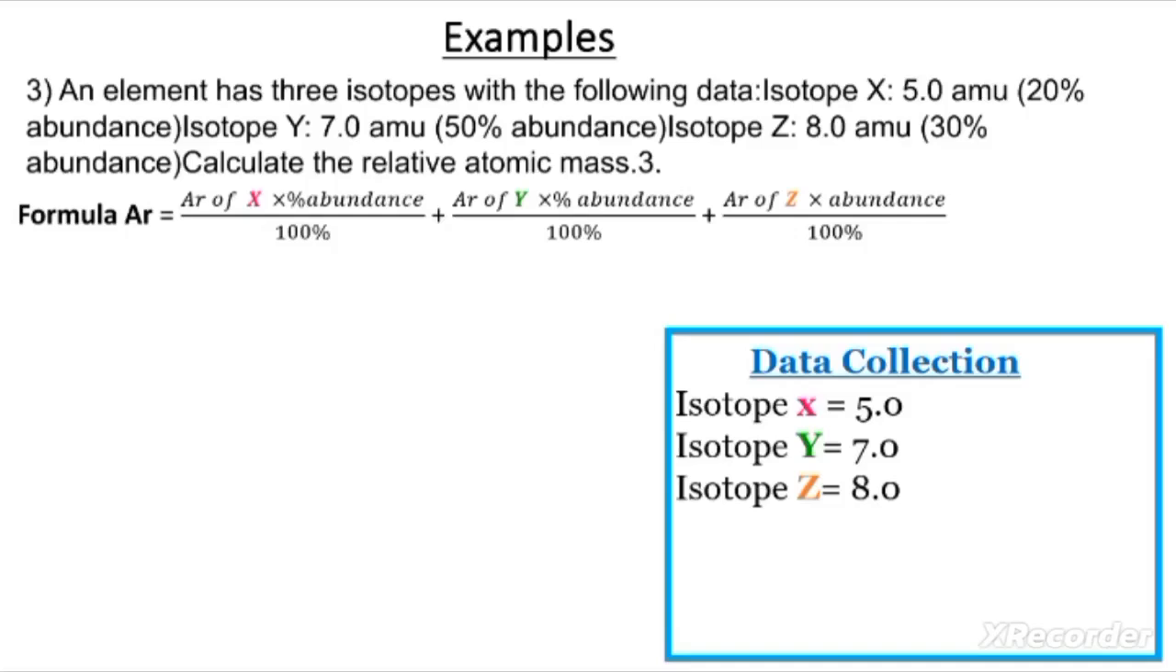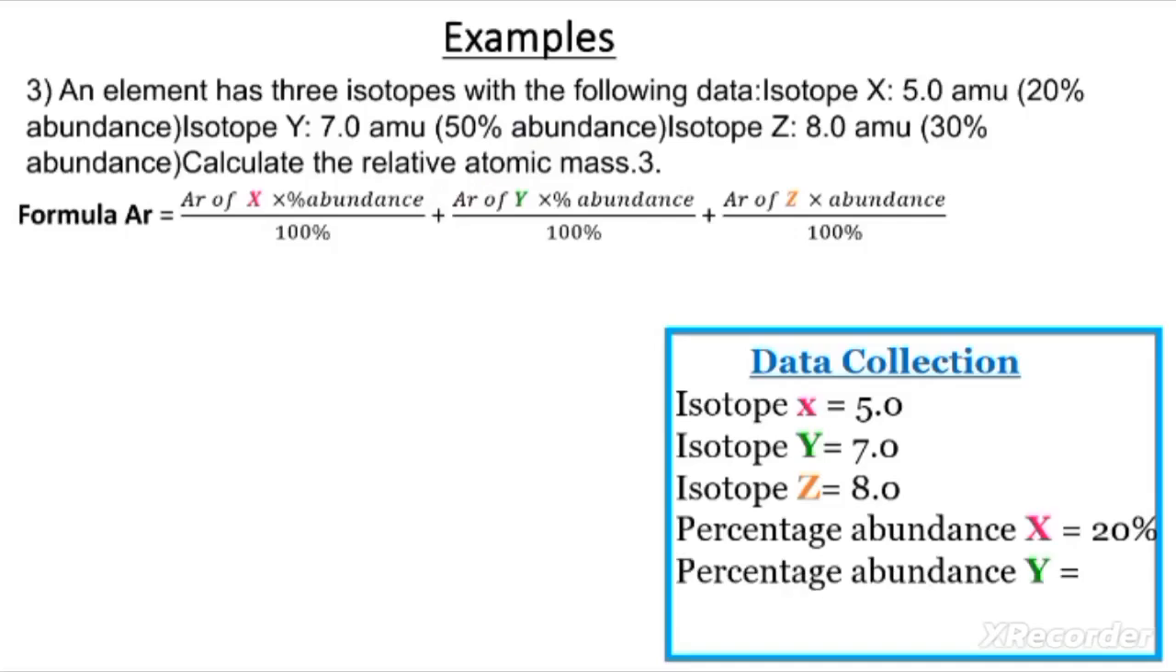Now let us also locate the percentage abundances. The percentage abundance of X is 20, as given here, 20%. Then the percentage abundance of Y is 50. The percentage abundance of Z is 30%.